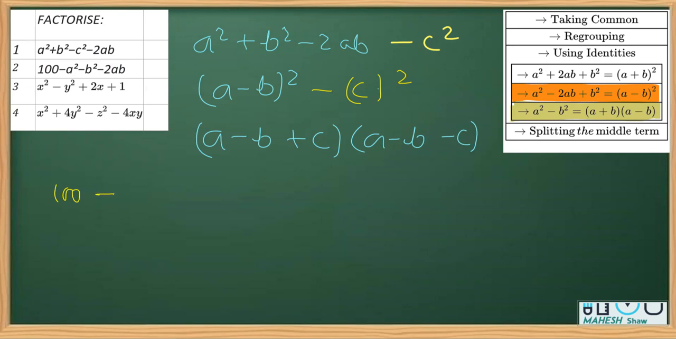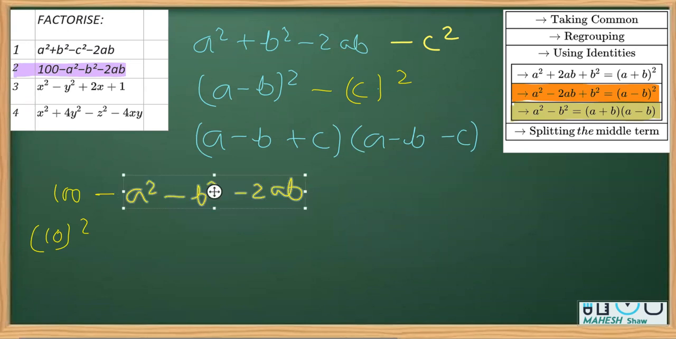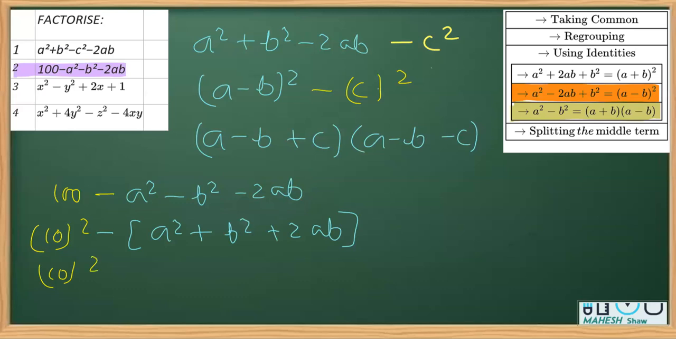Now, let me just copy the question first. b square minus 2ab. I'm doing the second part here. Now, I can write this as 10 square. What I can see here is that these 3 terms are part of an identity, but there is a minus sign in between. So we must take a minus common and place them inside a bracket. So this becomes a square plus b square plus 2ab. Further, I can write 10 as 10 square and then minus (a plus b) whole square.